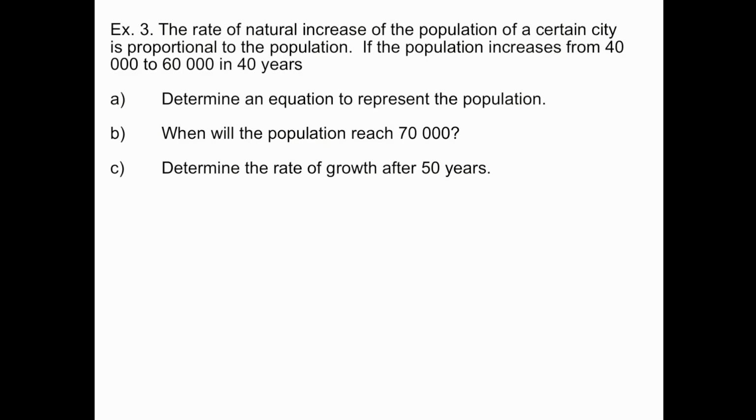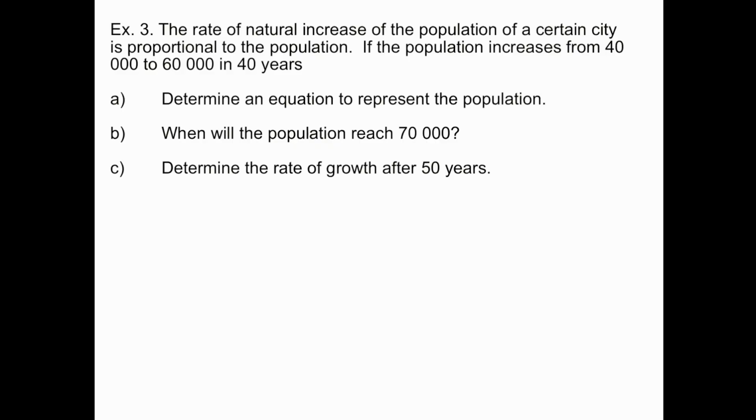Okay, we're going to look at one more example. The rate of natural increase of the population of a certain city is proportional to the population. So if the population increases from 40,000 to 60,000 in 40 years, we're going to determine an equation to represent the population. When will the population reach 70,000? And we're going to determine the rate of growth after 50 years. So 3 parts to this question, but all things that we now know how to do. Again, pause the video, give this one a try, see what you can come up with, and then come on back to take a look at the answer.